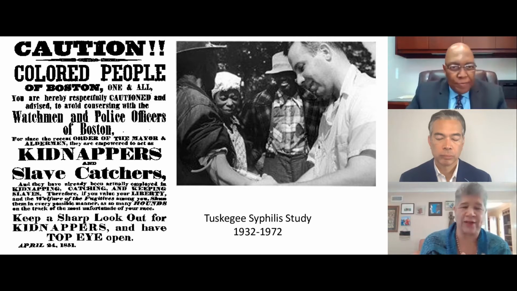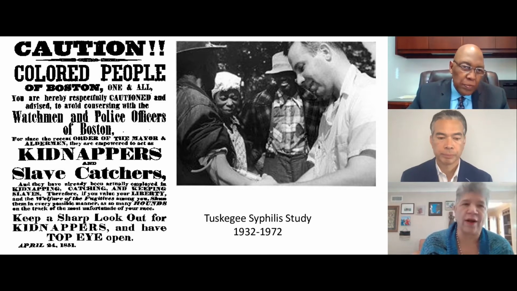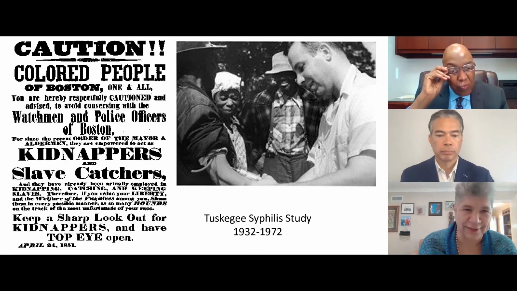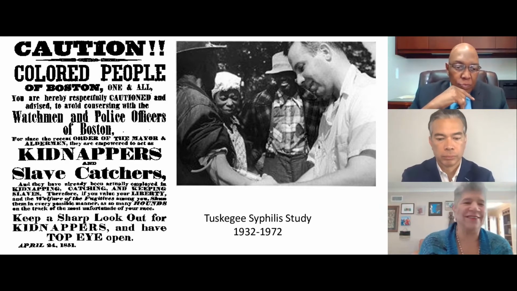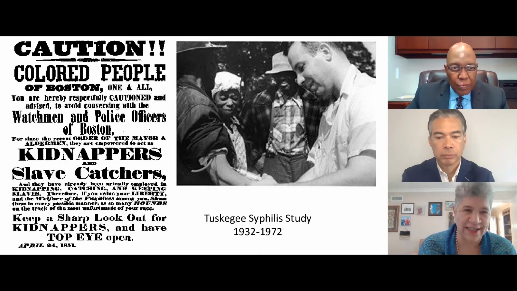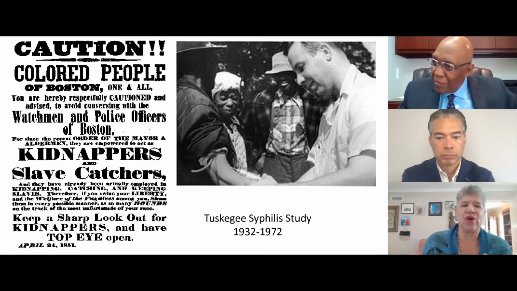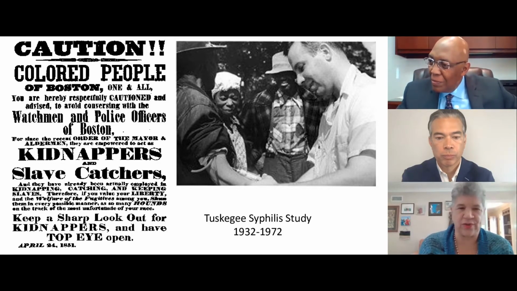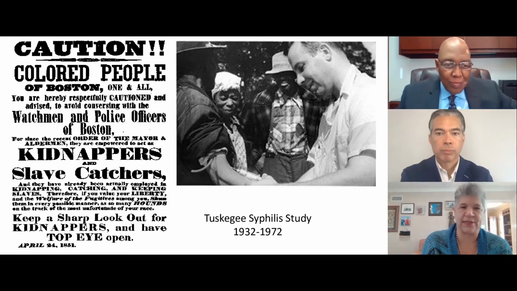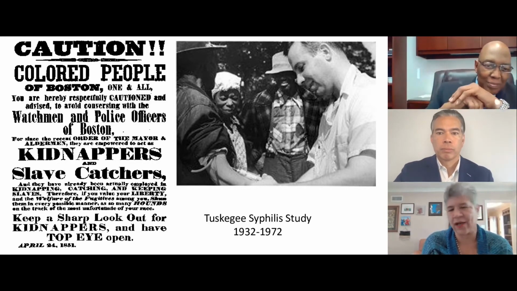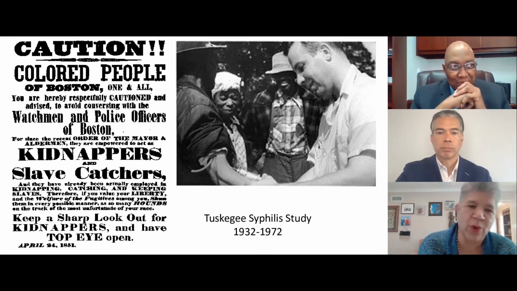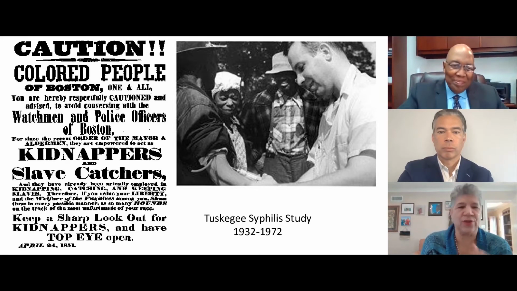And this placard was sent out throughout the community to warn the colored people of Boston: one and all, you are hereby respectfully cautioned and advised to avoid conversing with the watchmen and police officers. And it just goes on to say that any information you give them could be used against people. So don't even say something like, oh, Miss Jones has a new boarder, or there's a new guy down at the grocery store.